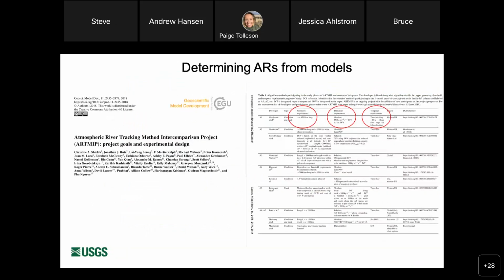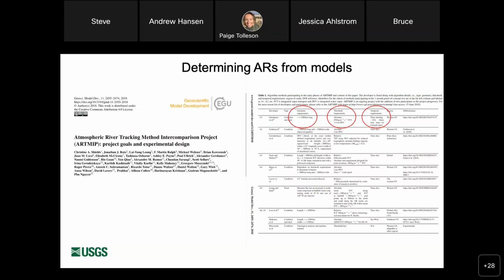So finally with the ARs, when you see an AR on a radar map, you know what it is, or if you look at the simulation I just showed, you can tell what an AR is. But to look at them in the past or in the future, we need to rely on models. And it's actually a pretty difficult problem to come up with a way to automate tracking ARs.